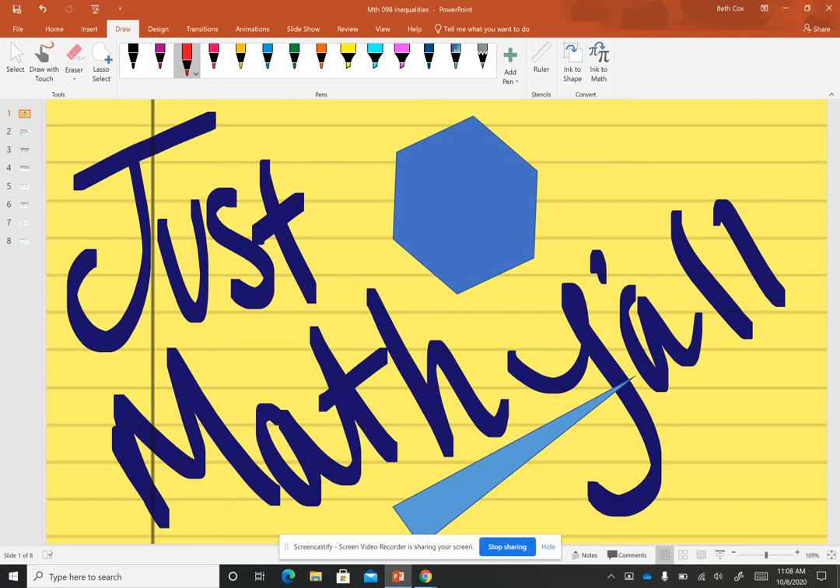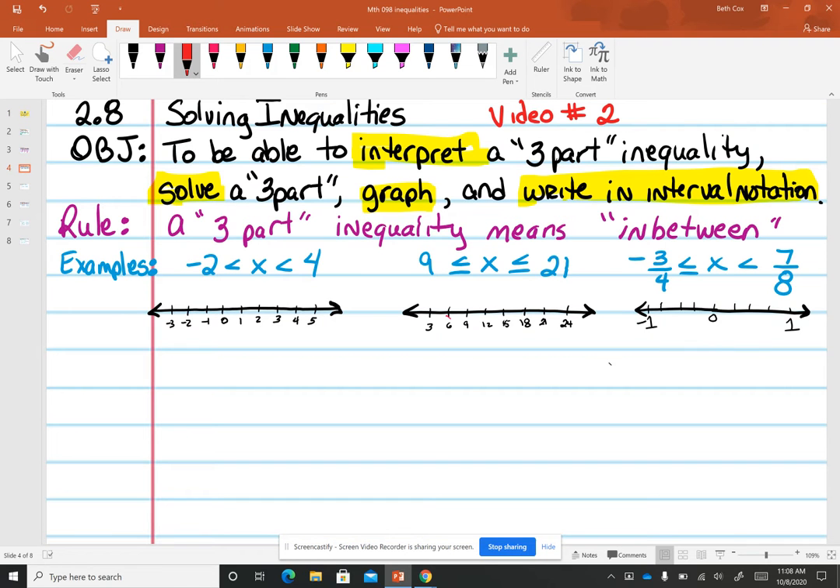We are going to continue with our solving inequalities. Okay, so now this one we are solving what we call three-part inequalities. Now we need to be able to interpret it. We need to be able to solve one, graph it on the number line, and again, write an interval notation. So first of all, we need to interpret.